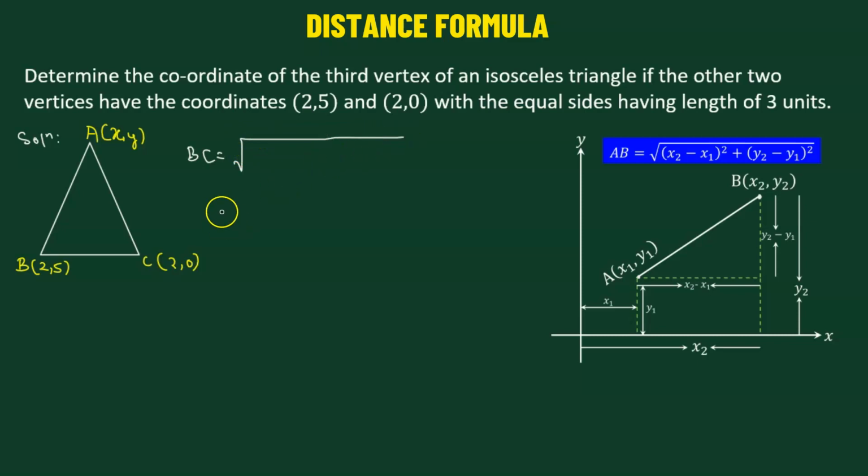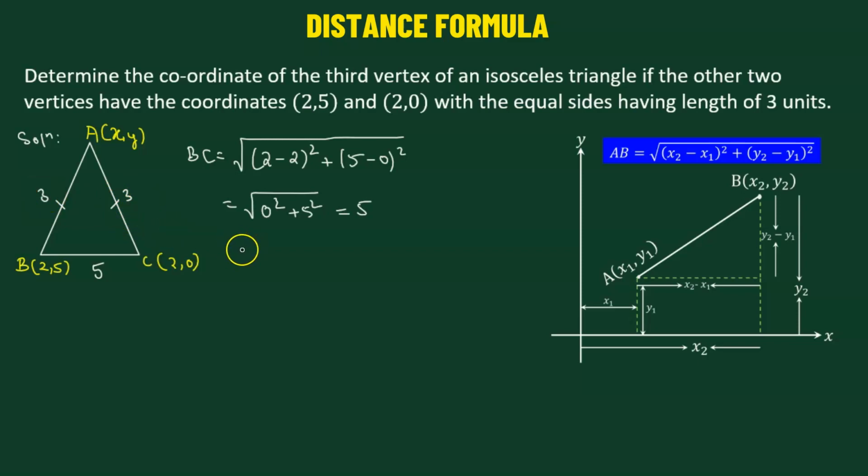BC is going to be, let's take the difference of the x coordinates, so that's simply (2 minus 2) whole squared added to the difference of the y coordinates, (5 minus 0) squared. So 2 minus 2 is simply 0. We have 0 squared added to 5 squared, so that gives us a value 5. That means the length of BC is going to be 5. But it is given here that the equal sides have a length of 3 units. That means the side AB is going to be equal to the length of side AC. So both are going to have a length of 3 units.